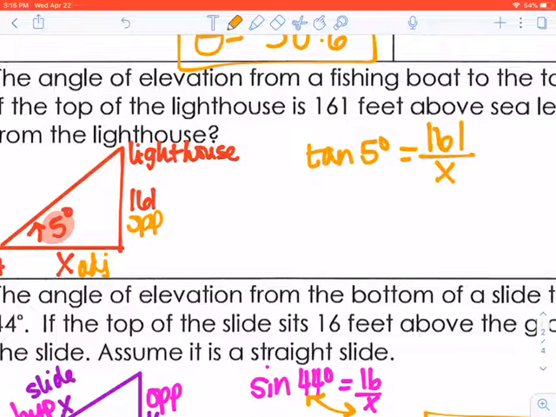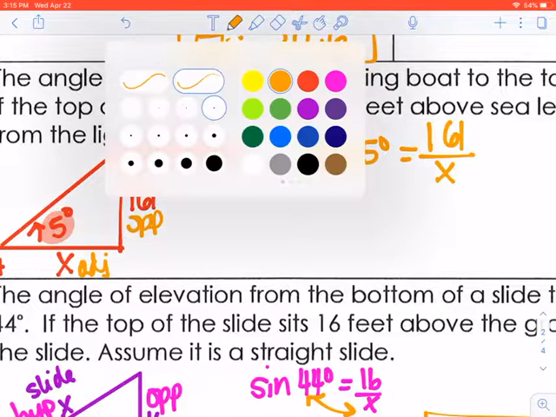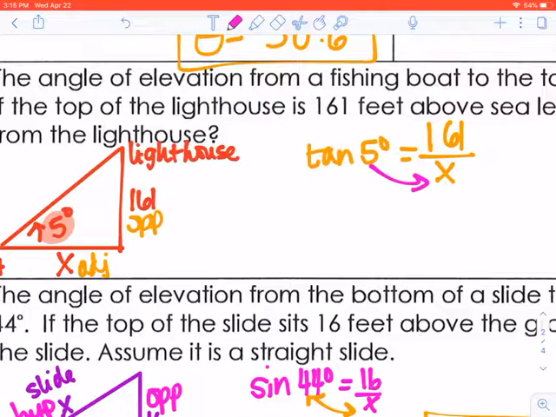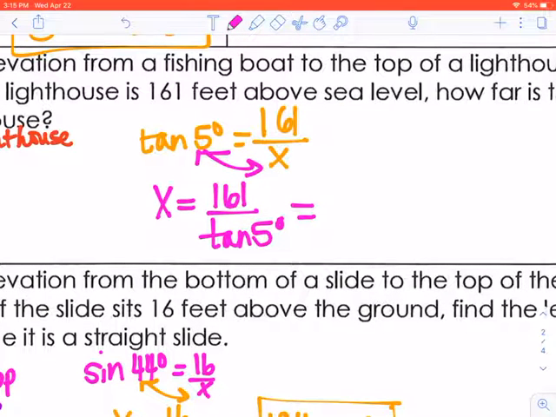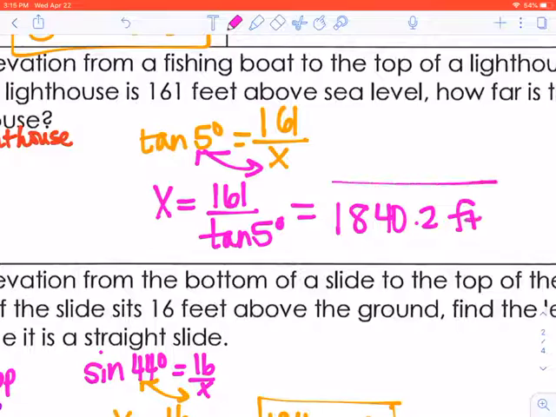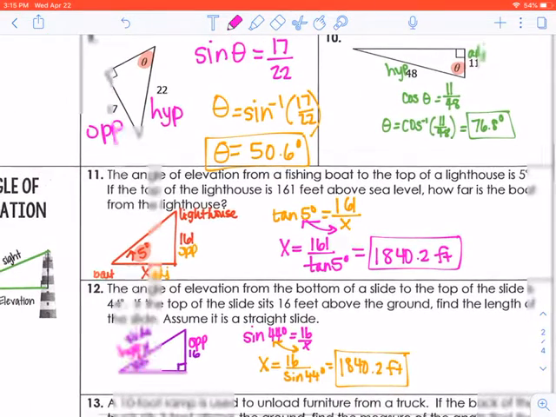And now I'm going to solve for x. We did this right above. These are the same types of problems that we started out with. If I want to solve for x in this case, I'm going to switch the tangent of 5 degrees with the x. So x is equal to 161 divided by tangent of 5 degrees. You'll go to your calculator, make sure you're in degree mode, type in 161 divided by tangent 5 degrees, close your parenthesis, and you will see that you get 1,840.2 feet. The boat is 1,840.2 feet from the lighthouse.